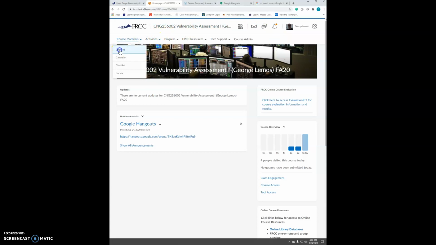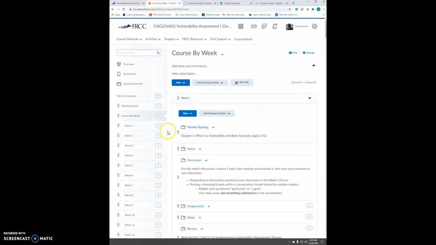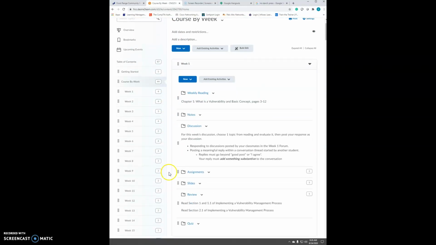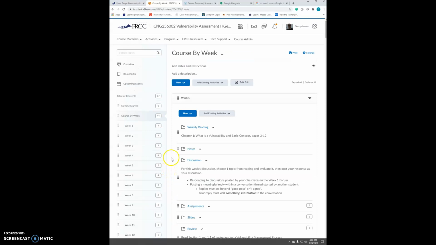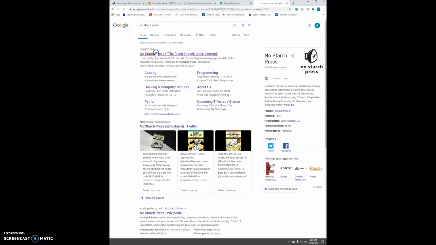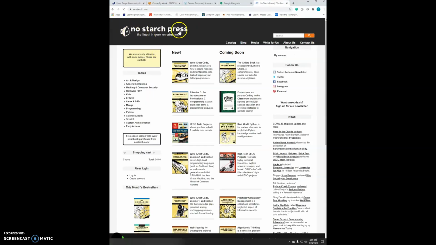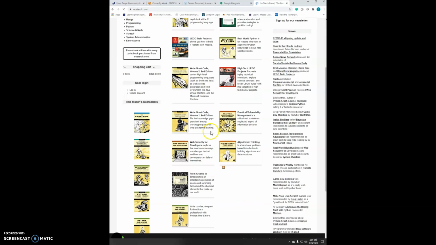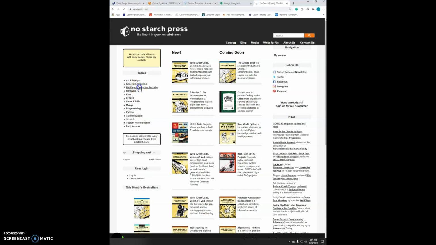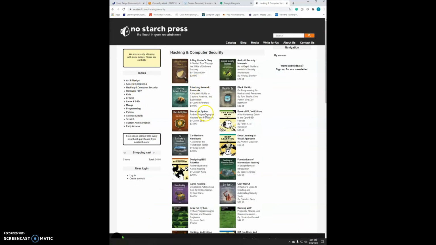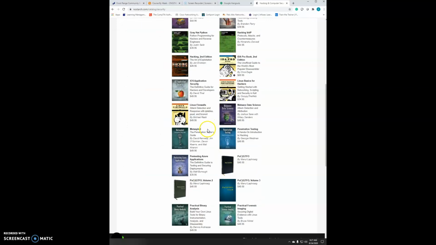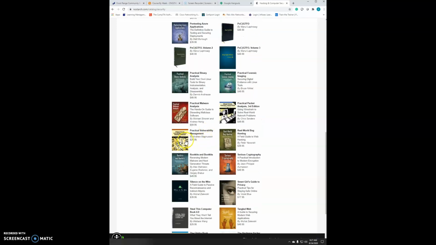If you don't have the book yet, I don't think the bookstore had it because it's going to be printed in September. It was supposed to be printed this summer, but that's fine. Go to No Starch Press, and where is it at? I know it's a yellow book. Hacking. If you like this type of book, which I would guess nearly 100% of you will, they offer a lot more books.